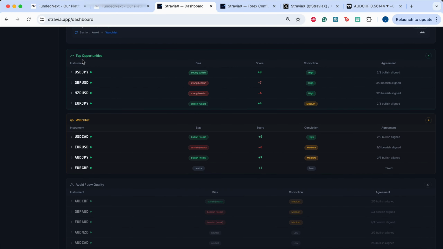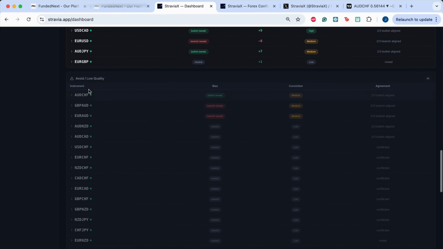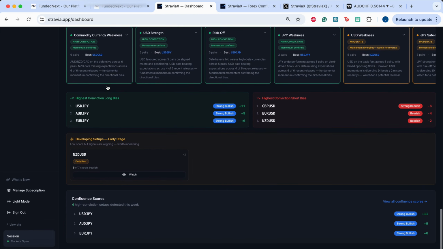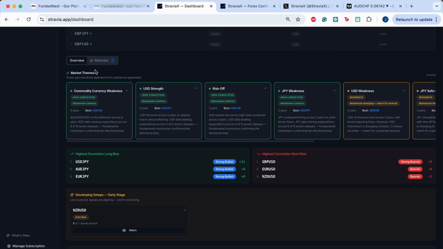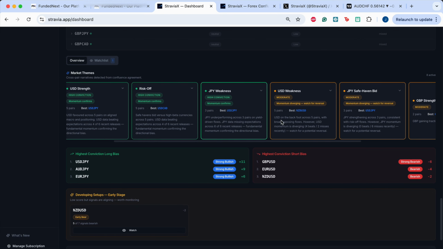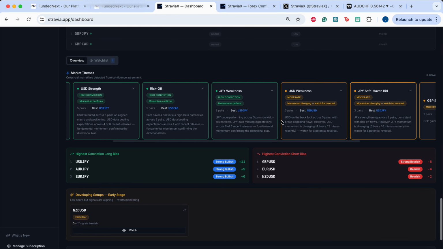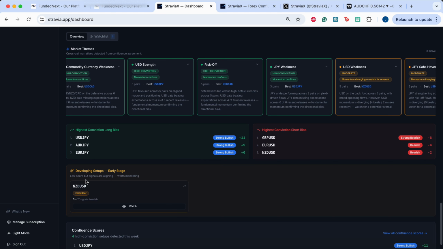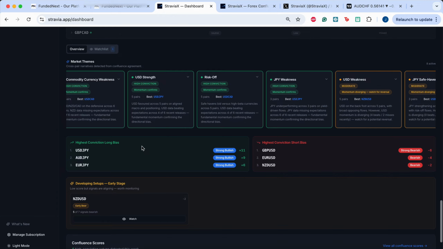Like I've been showing throughout the video, there's a top opportunities, watch list and avoid low quality plays section in the dashboard. And then there's market themes: what's currently going on in the market, what's emerging, what's a developing play. For example, we've got the New Zealand Kiwi dollar, which is just a developing setup. It's got a low score, but signals are starting to align, so it's worth monitoring. And then it gives you what's high conviction, short bias, low.